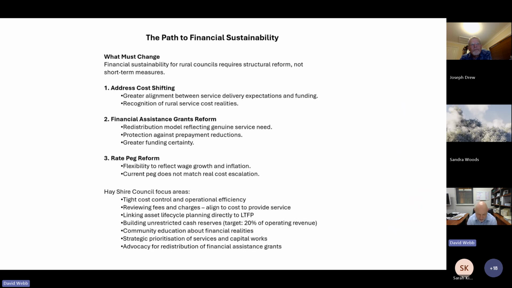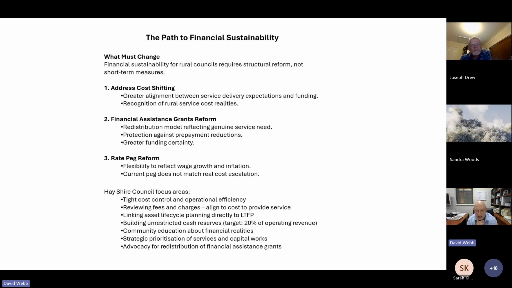So what are we doing here? We're not looking at an SRV. Our community couldn't afford it if we wanted to. So we need to make other changes for the moment. We want to improve our staff capacity and skills. So we want to do more tight cost control and operational efficiency. We need to get better at what we're doing.